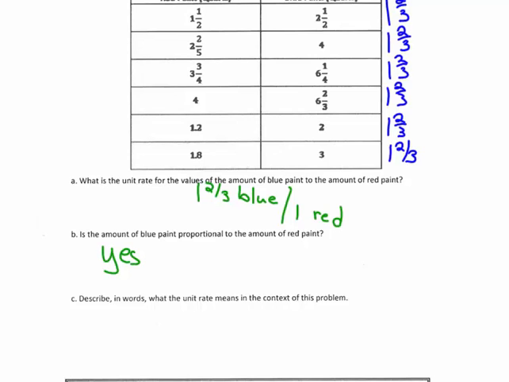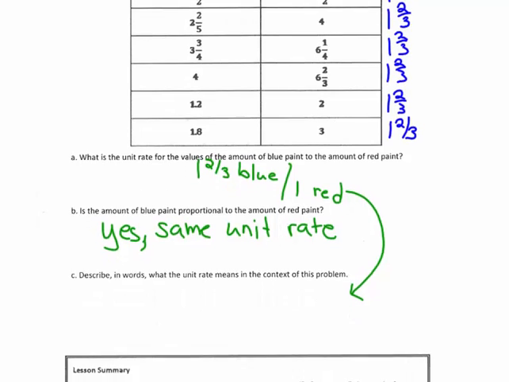I actually wrote that up here. But yes, same unit rate. So the only thing that's different today is that now we have some fractions. That's the only thing that's different. We still have to be able to divide to find the unit rate. Same unit rate means proportional relationship.